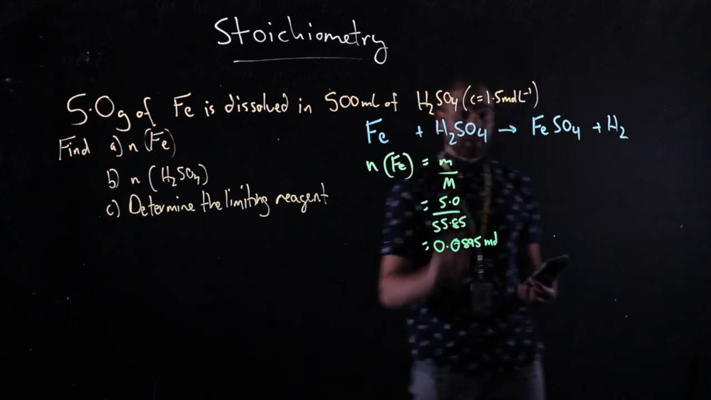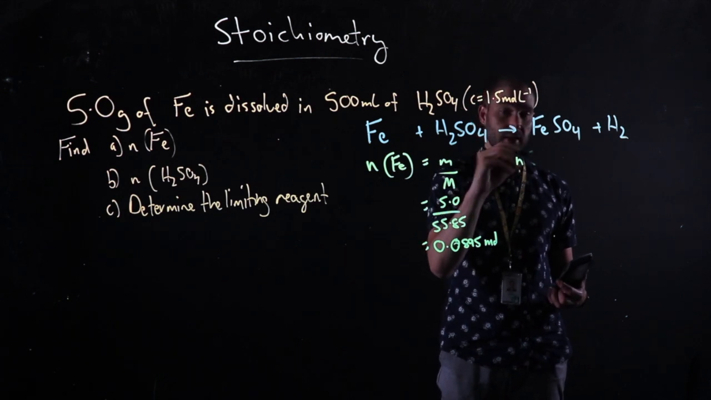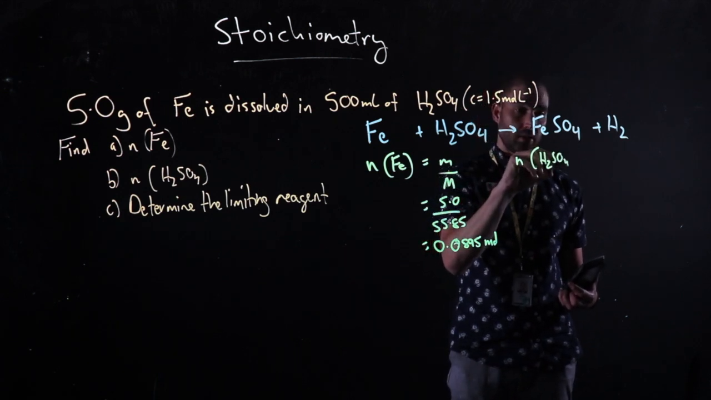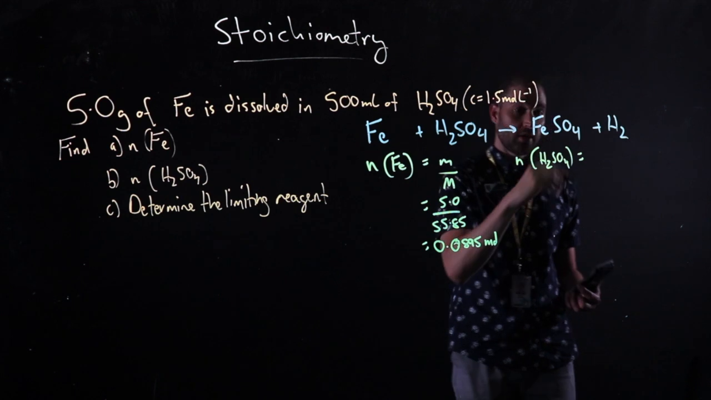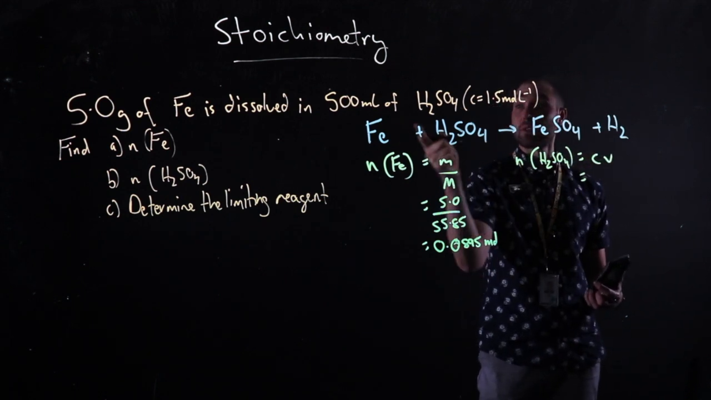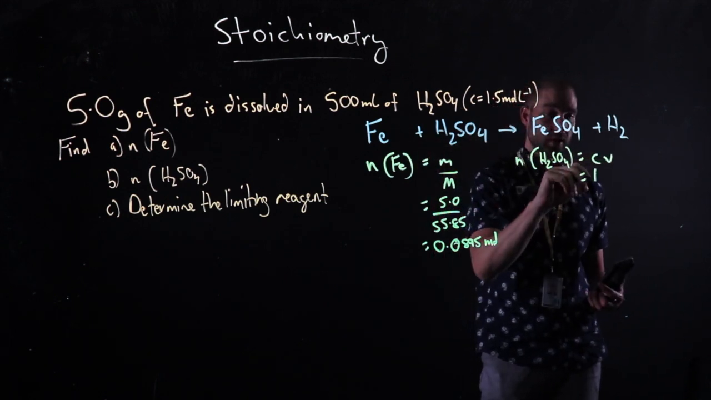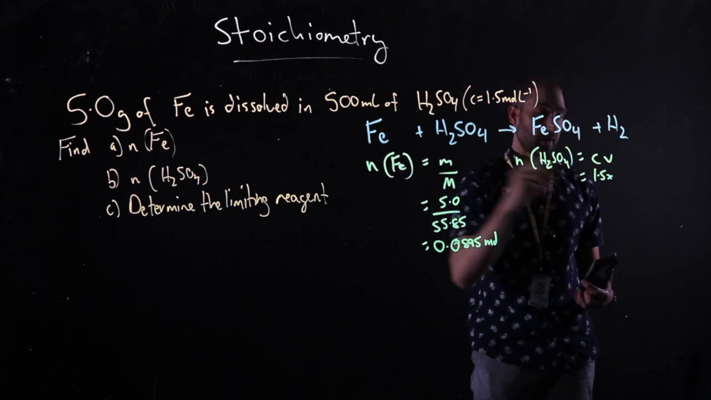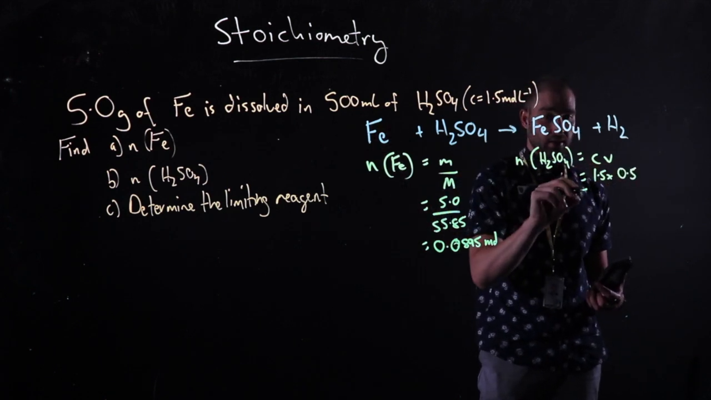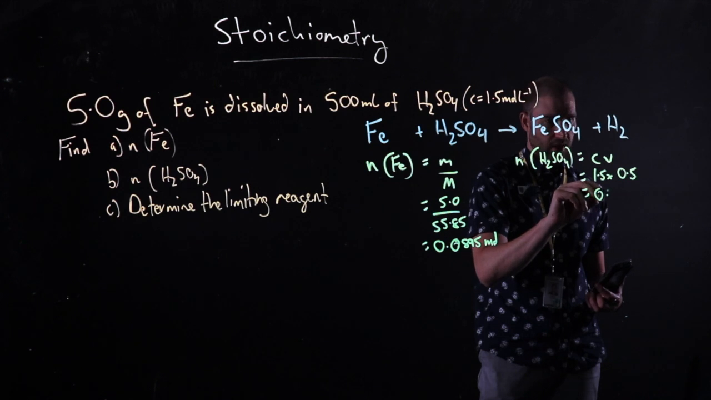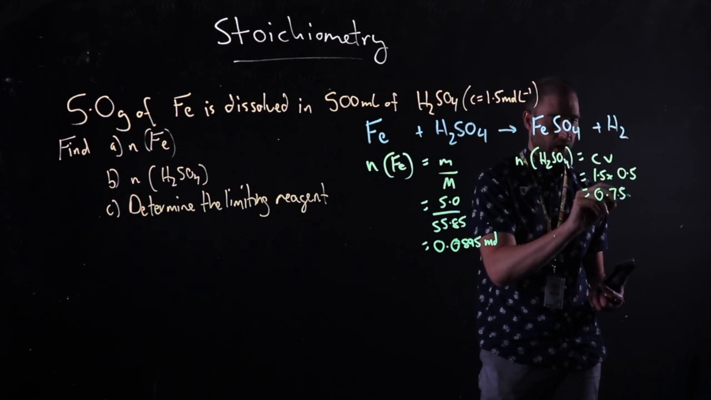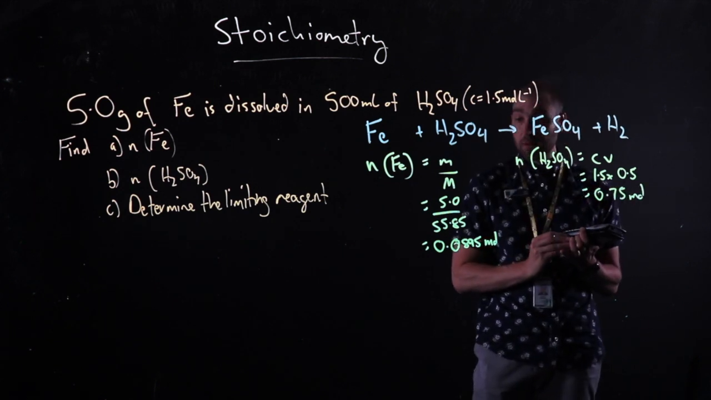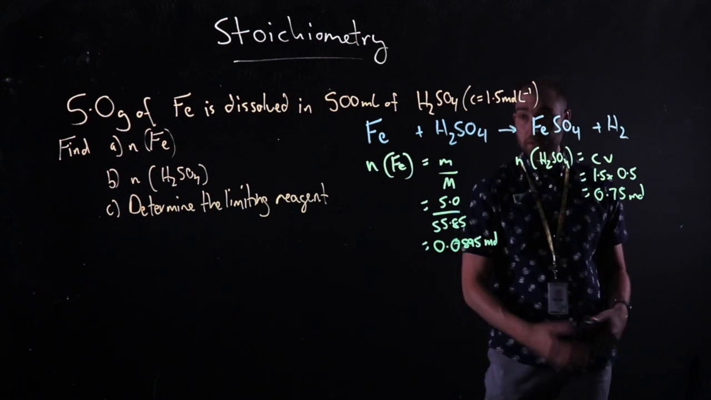Then we figure out our number of moles of sulfuric acid. n equals concentration times volume. Our concentration is 1.5 and our volume is 500 mL, so we need to turn that into litres. It's going to be 0.75 moles. Okay, now we need to figure out what our limiting reagent is.